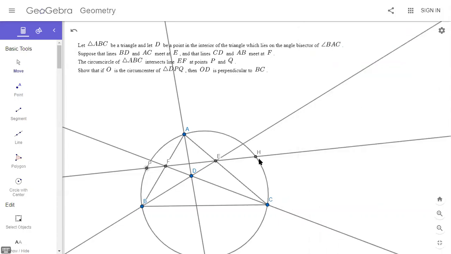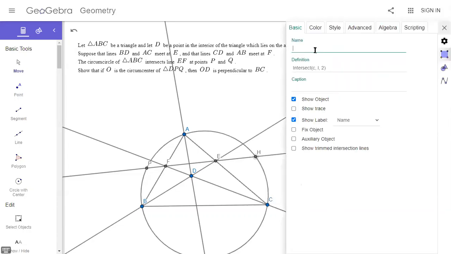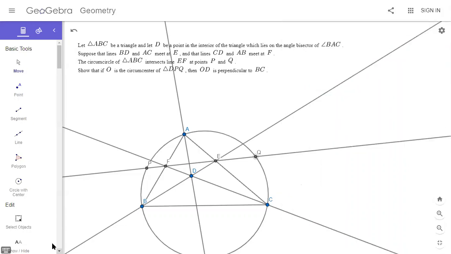That's P. This is Q. O is the circumcenter of DPQ. So here's where it gets tricky. I'm going to erase some of the excess lines here.